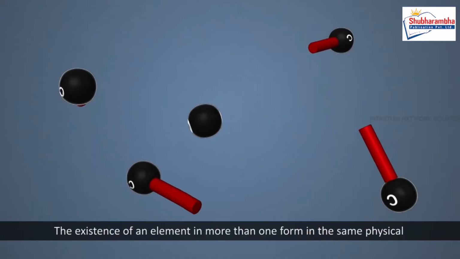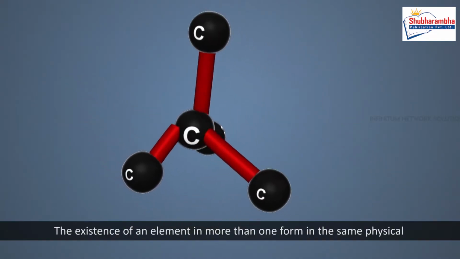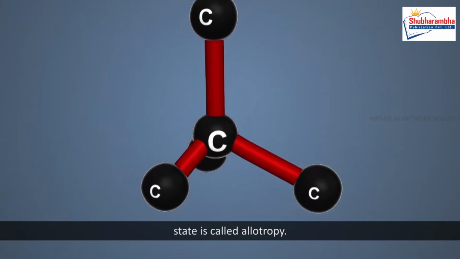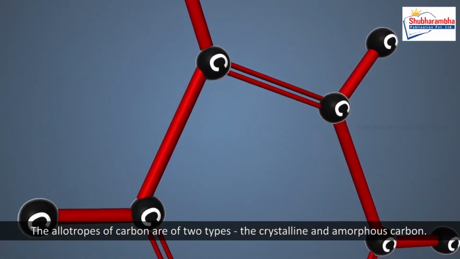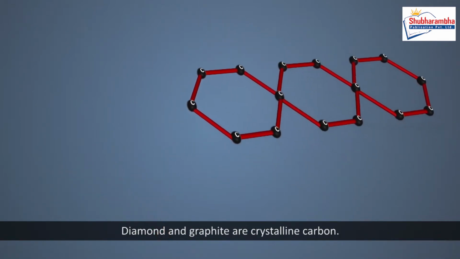Allotropes of carbon. The existence of an element in more than one form in the same physical state is called allotropy. The allotropes of carbon are of 2 types, the crystalline and amorphous carbon. Diamond and graphite are crystalline carbon.